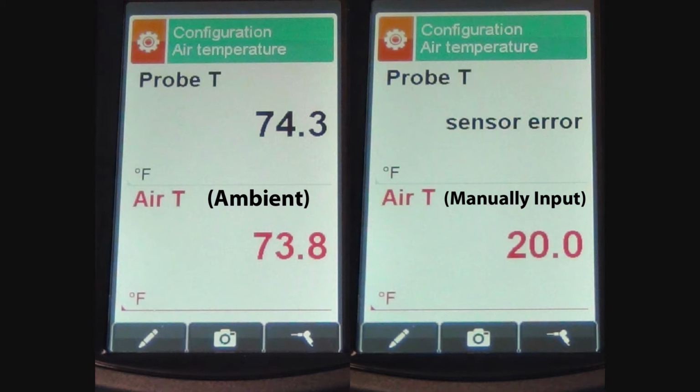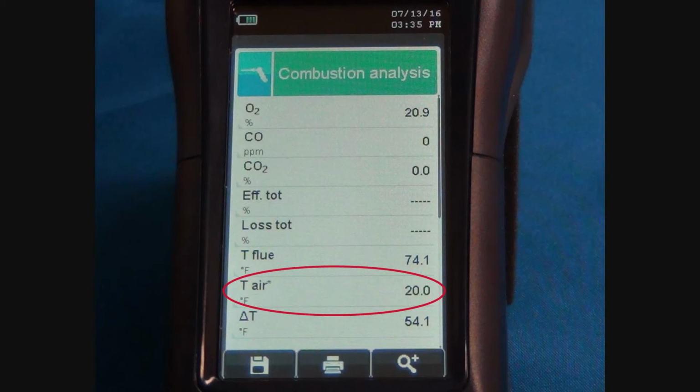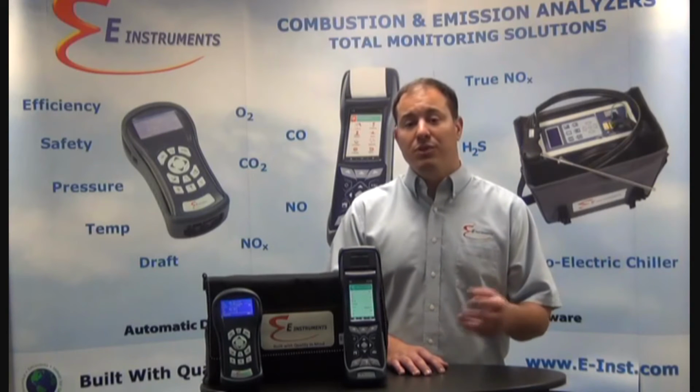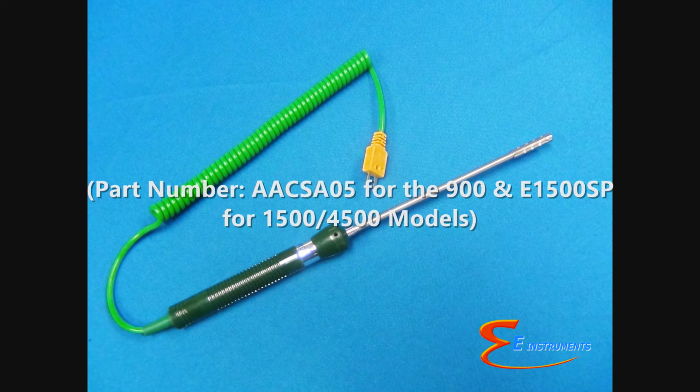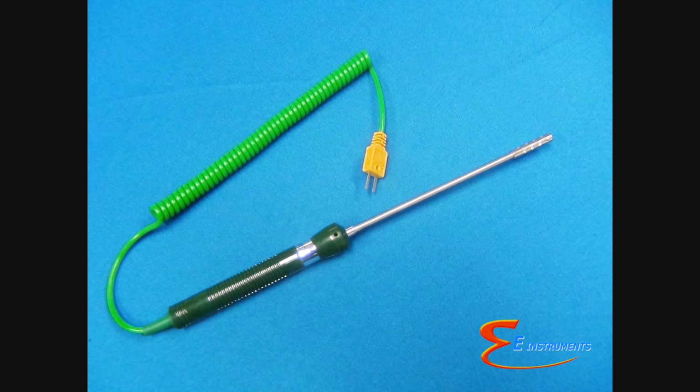Number one, all of our analyzers have the ability to manually input the outdoor air temperature to override the ambient temperature sensor in the unit. The analyzer then does all of the efficiency calculations based on the temperature you input. More importantly, this information will be on your printout and on any saved data that you might have, along with the time and date. Number two, our analyzers have the ability to add an optional smart incoming air temperature probe to measure both incoming and the exhaust air temperature simultaneously.